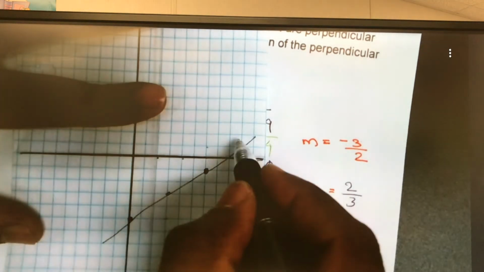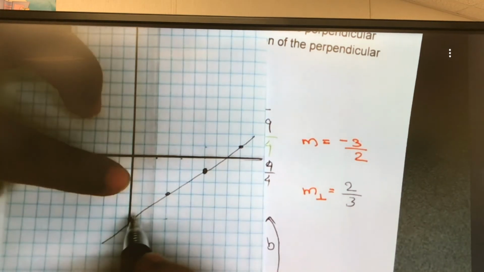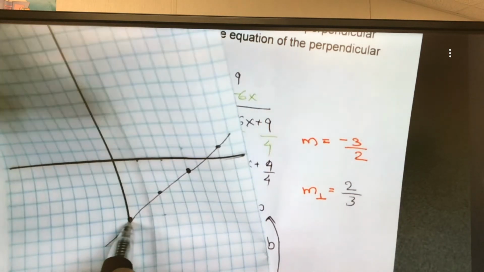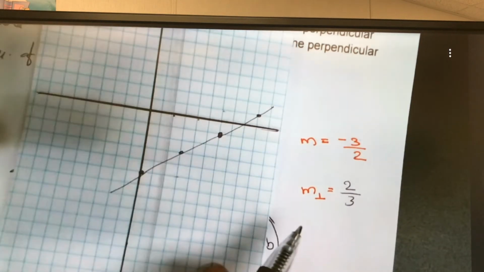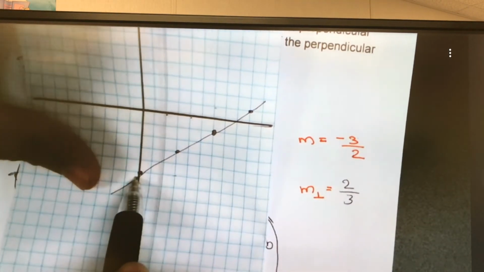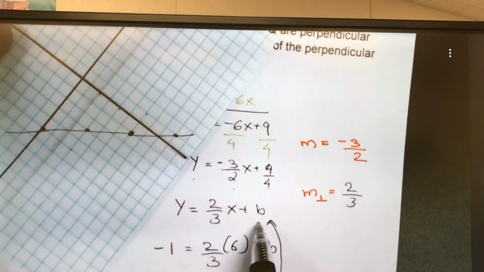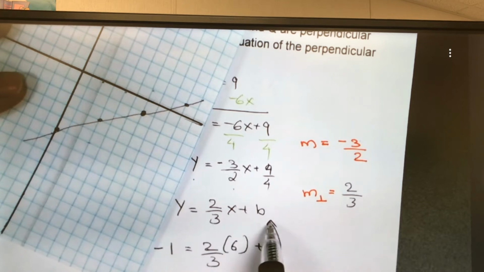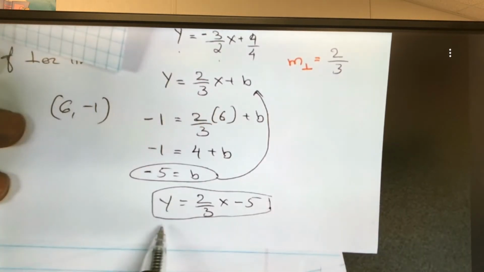So the y-intercept of the perpendicular line is negative 5 here. I can figure out from the graph that the y-intercept is negative 5, so I can replace the b with negative 5. y is equal to 2/3 x minus 5. So you get the same answer. So here is the next problem.